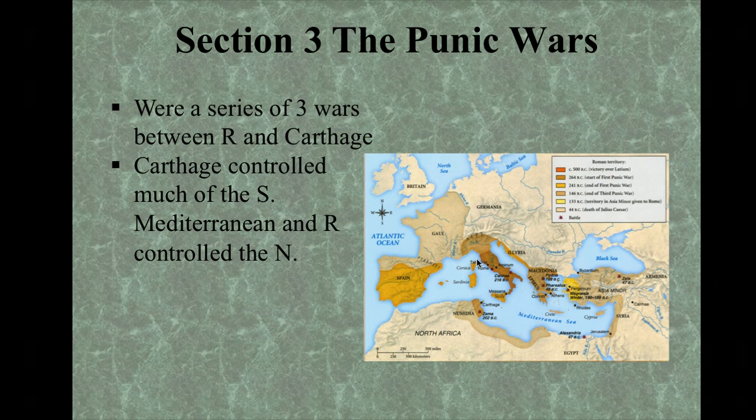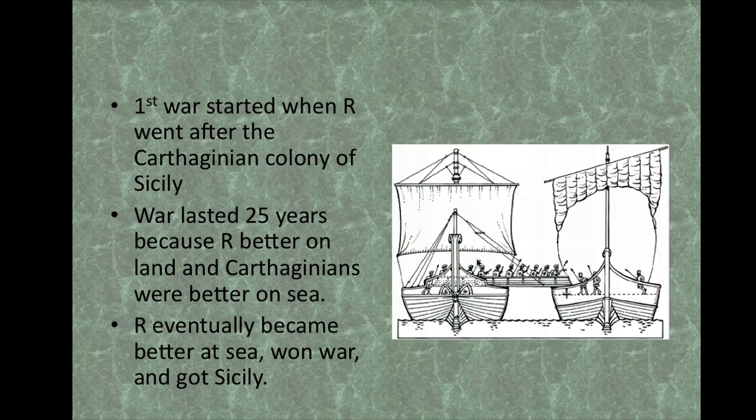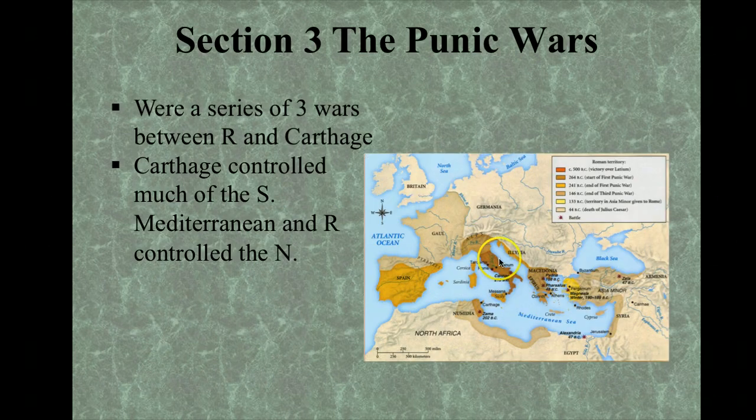Carthage controlled much of the southern Mediterranean, and Rome controlled the north. You can see that in Africa. The Romans, like I said, were very good at the army, and the Carthaginians much better at the navy. The first war started when Rome went after the Carthaginian colony of Sicily. And if you remember here, Sicily is right down here.